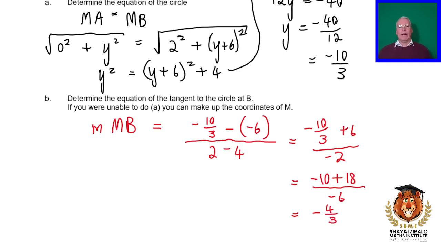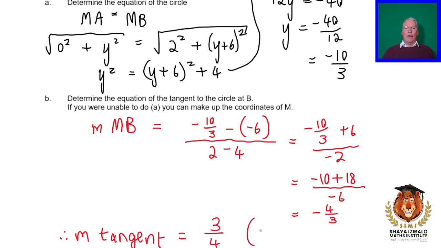Remember, we said we expected a negative answer. That's the gradient of the radius. So therefore, the gradient of the tangent will be perpendicular to that. So we're going to flick it over and change the sign. What we should have written on the previous one, which I realized we didn't, is why are we doing that?